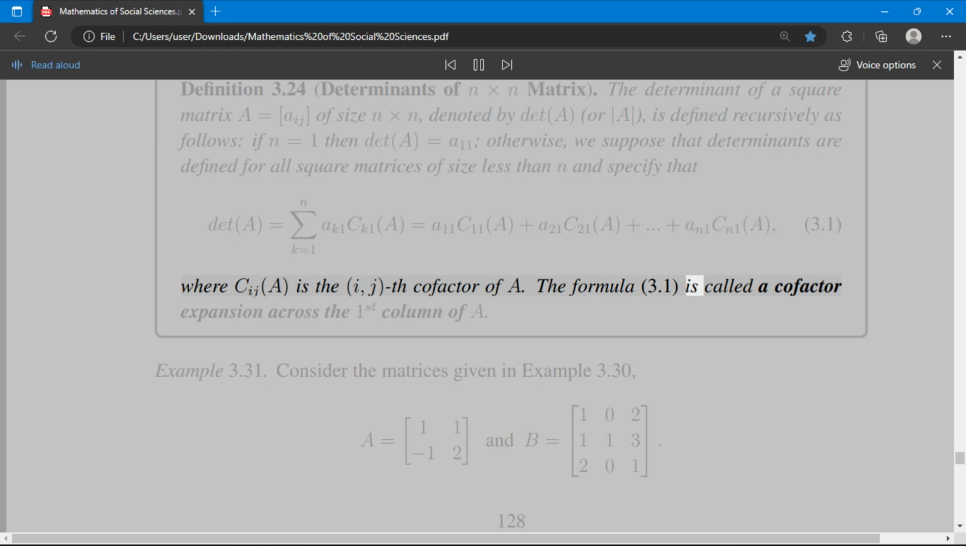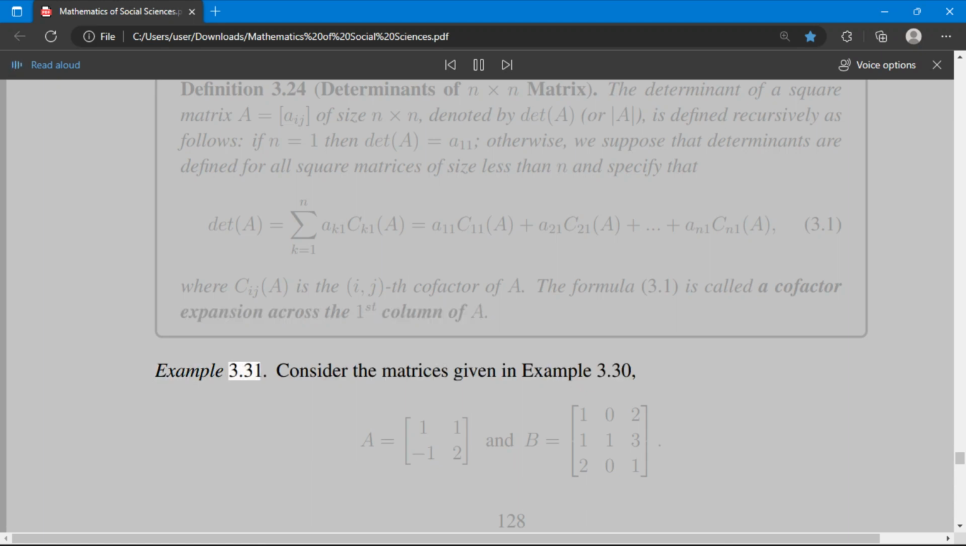The formula 3.1 is called a cofactor expansion across the first column of A.